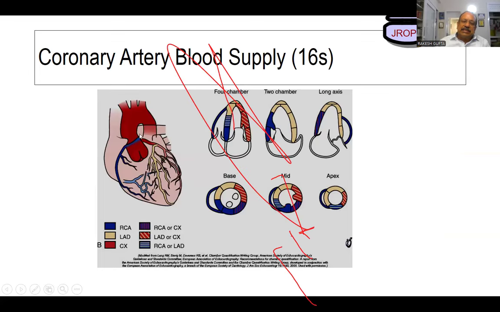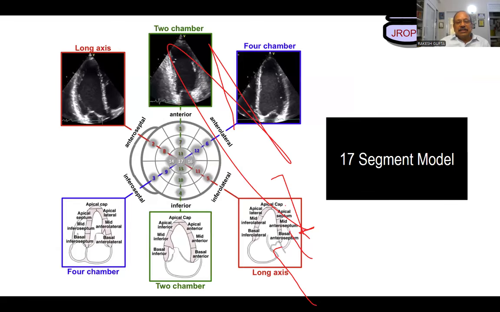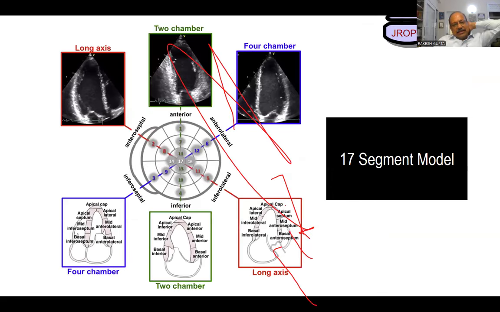So remember this 16 segment model, which will be very useful for day-to-day practice. Even the majority of machines have not changed their nomenclature to the 17 segment model. They are still working on the 16 segment model of imaging qualities.